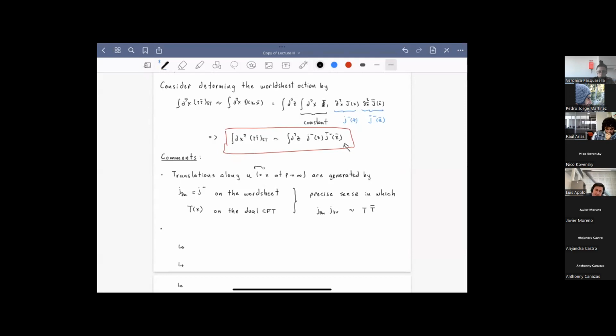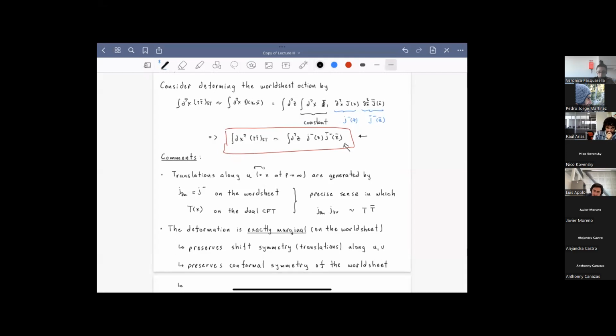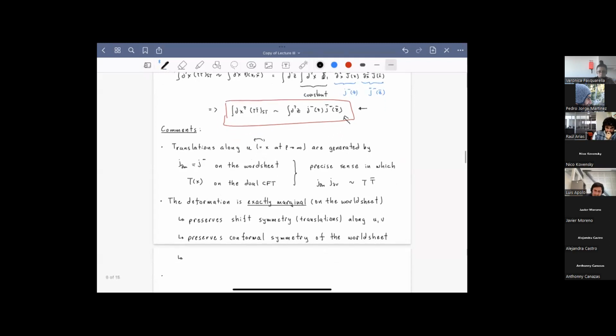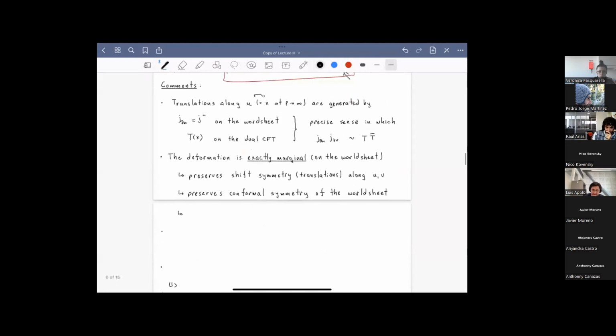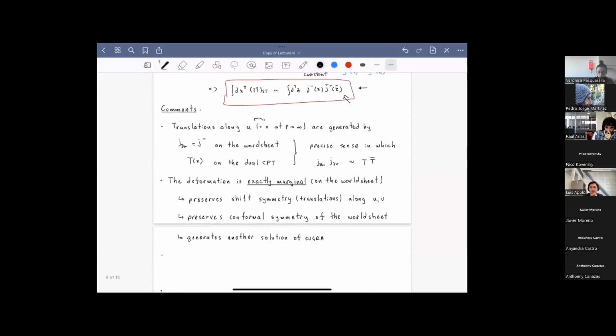The second remarkable thing about this equation is that the deformation is exactly marginal on the worldsheet. In particular, it preserves the shift symmetry, or translations along the U and V coordinates. Because this deformation is exactly marginal, it preserves the conformal symmetry of the worldsheet. So if we deform the theory by this operator, it just moves us along the conformal manifold. Another way to say this is that this deformation is going to generate a new solution to the supergravity equations of motion.